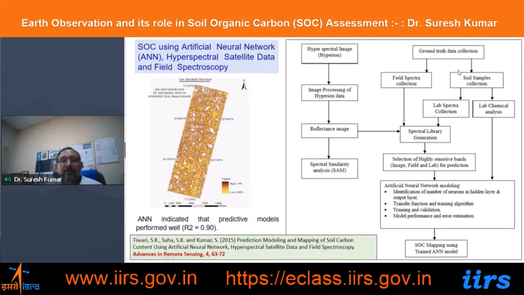With the Hyperion satellite data, we did atmospheric corrections and generated the reflectance image. With the reflectance in various spectral bands, we tested which spectral bands are sensitive to organic carbon. The sensitive spectral bands were identified and used in mapping organic carbon using an artificial neural network, and we got very high correlation coefficients. For details, you can read the research paper published by our department.